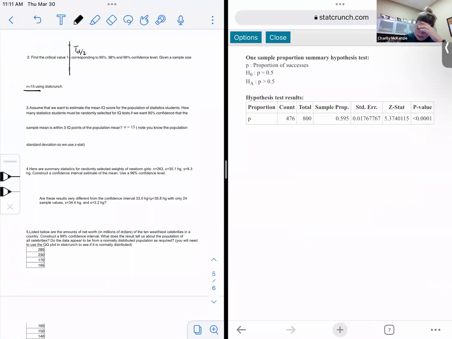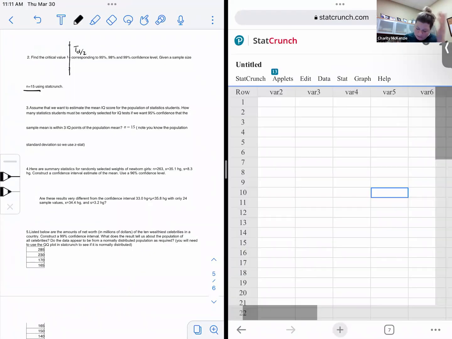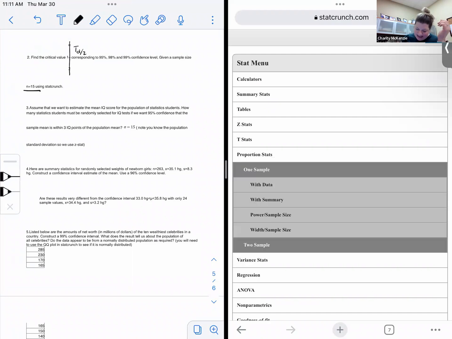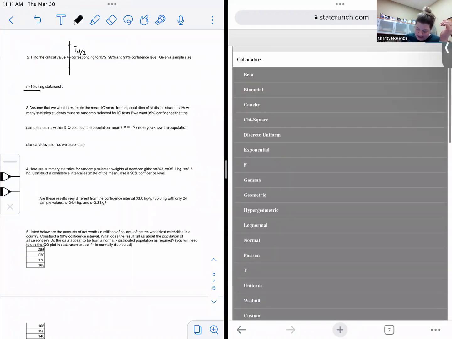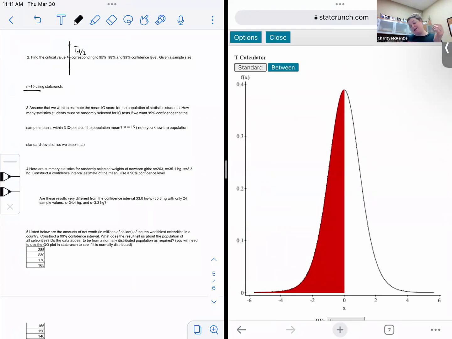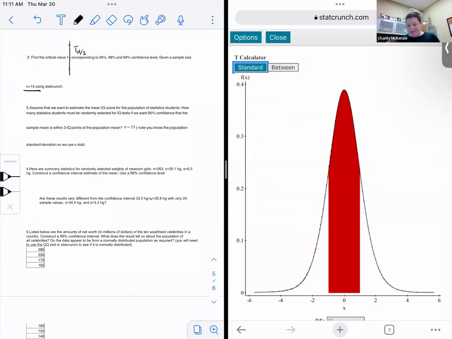Okay, so we're in StatCrunch. We're going to go to Stat, then to the calculator, and we want the T calculator. We always want the between, not always, but a lot. When we have that symbol of the little fishy divided by 2, that means true tail. Significance level divided by 2 is really what it's saying.